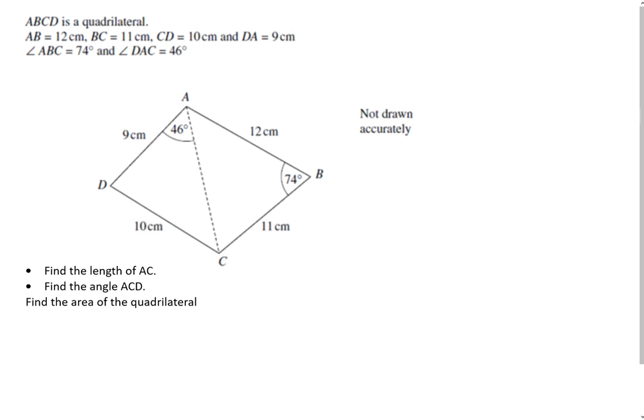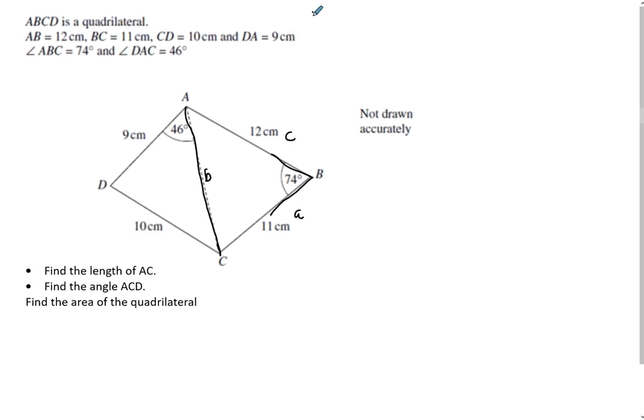ABCD is a quadrilateral, and you get given the lengths of the 4 sides. Angle ABC is 74 and angle DAC is 46. The first thing they say is find the length of AC. So you draw the line and keep marking it. The minute I've drawn this line, I can see my V, so I know I'm going to use the cosine rule. Let's label our triangle: that's A, that's B, and that's C.